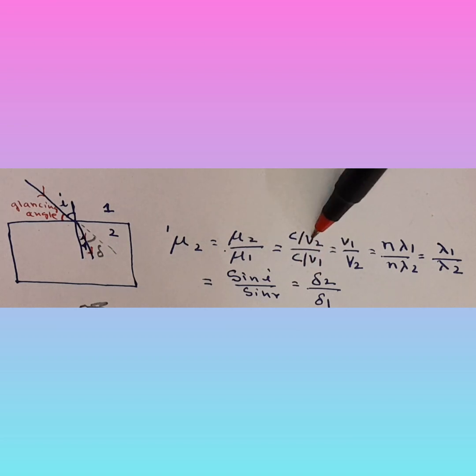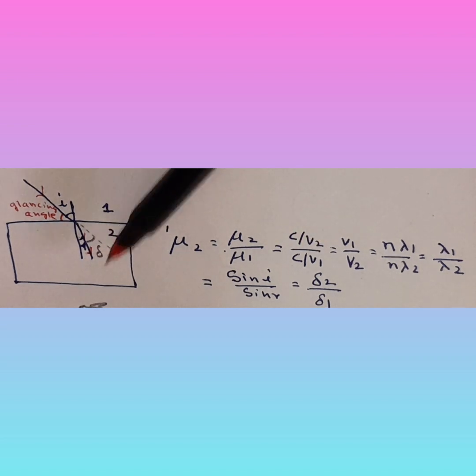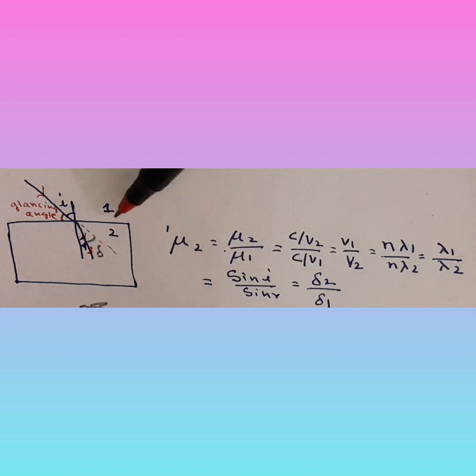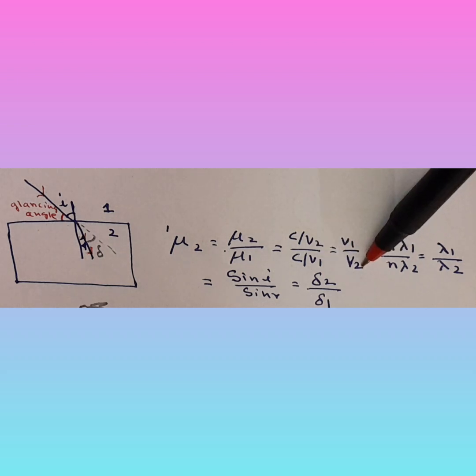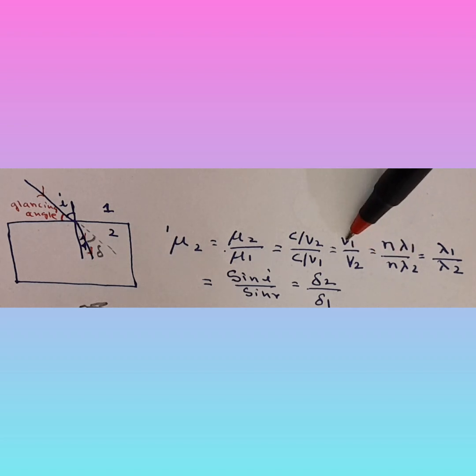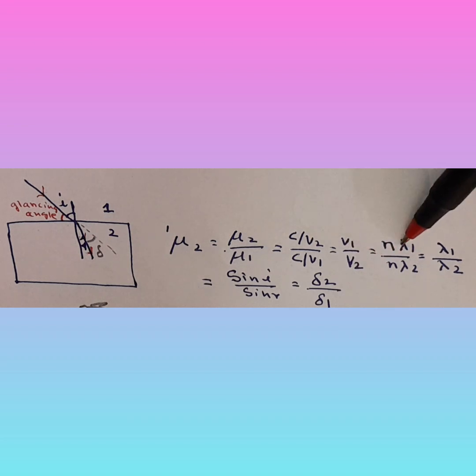Now what is C and what is V? C is velocity of light in vacuum, whereas V is velocity of light in medium. Now in this case, it is medium 2, and in this case, it is medium 1. So obviously C gets cancelled, and what we get is V1 over V2. Formula for V is N lambda. So for V1, it would be N lambda 1. Lambda we know is wavelength. Lambda 1, N lambda 2.